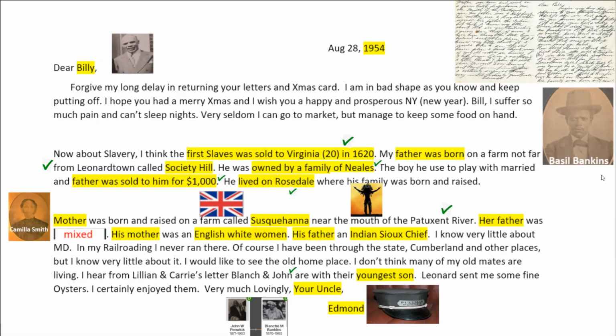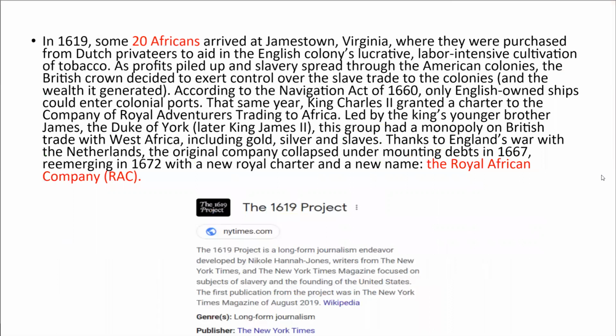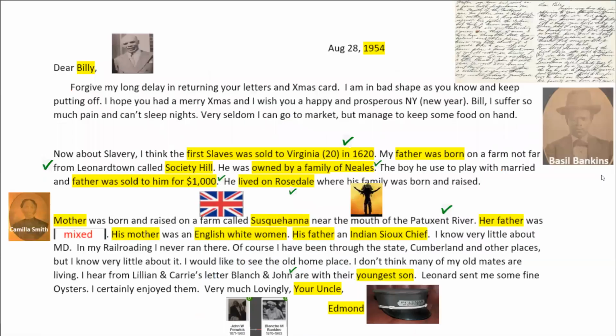And so he goes on to say to them, the first slaves were sold to Virginia, 20 in 1620. And of course, it doesn't take much for us to connect those dots and figure he's got the year off by one year, but he's talking about 1619 and those 20 Angolans that came to Point Comfort in Virginia during the Jamestown era. So we can check that box. He's right on point in terms of providing information as he knew it and understood it to his nephew related to some of the periods dealing with slavery.